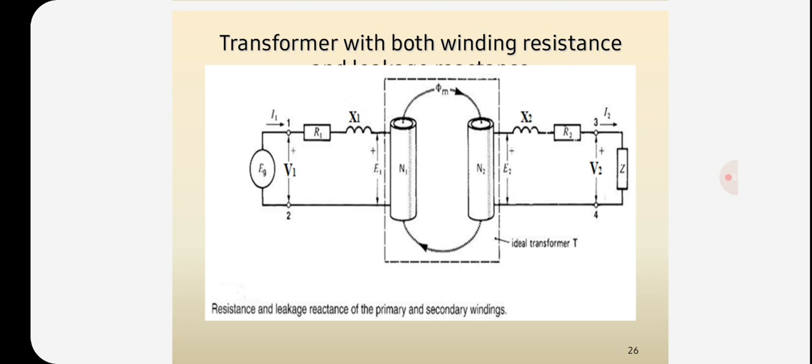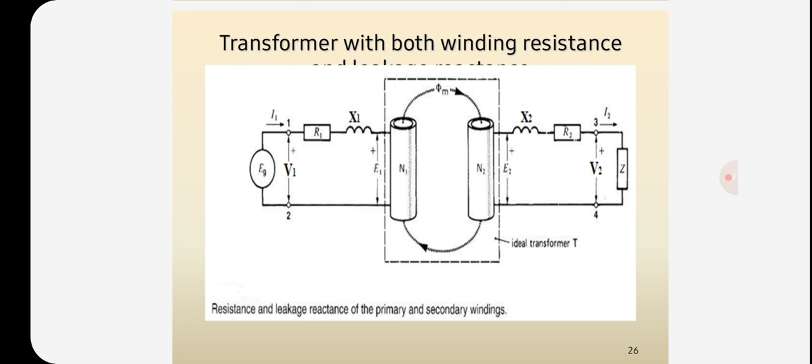So this is the transformer with both winding resistance and reactances. In reactances, when the secondary leakage reactance is transferred to the primary side, it is divided by K square, and it is known as the equivalent secondary reactance referred to primary, denoted by X2 dash. Equivalent secondary reactance referred to primary, X2 dash, is equal to X2 by K square. When the secondary reactance is transferred to the primary side, then the secondary has no reactance.